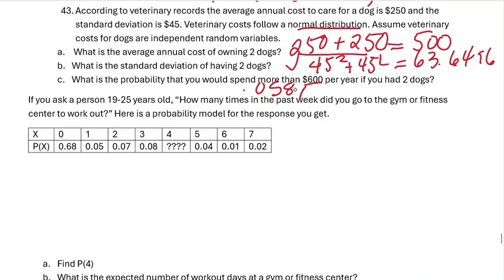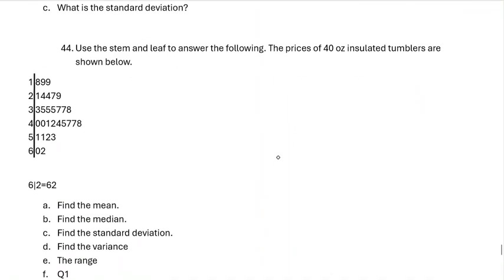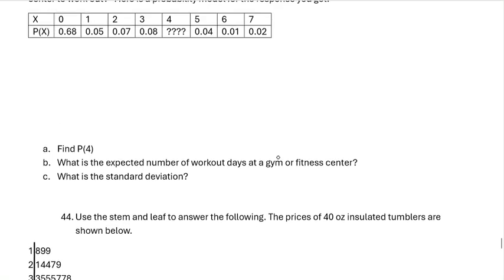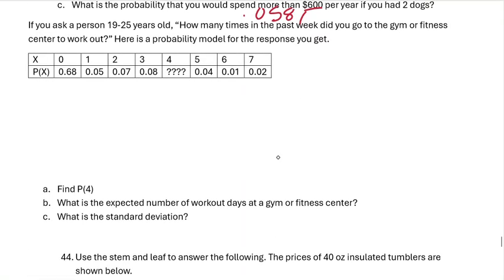Okay, here is a probability model for this question. We're kind of at the end here, but what do we know a probability model has to total? It has to total 1. So we're going to have to figure out what that missing number is. If we add the 68, the 5, the 7, the 8, the 4, the 1, and the 2, we get 95. So the probability of 4 is 0.05.